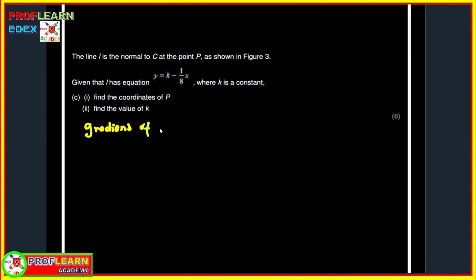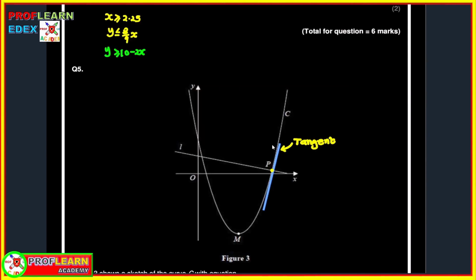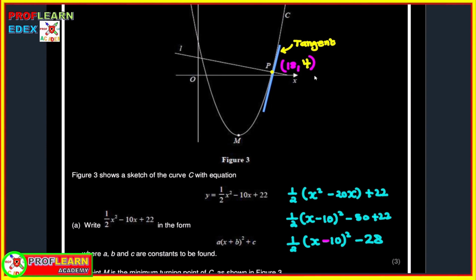So the gradient of the tangent is going to be equivalent to positive 8, because m1 times m2 is equal to negative 1, that's where we got that from. Then we can work out dy dx of the curve, which is x minus 10. But this dy dx equals the 8 that we have here, so x minus 10 equals 8, then we get the value of x to be 18. So we put 18 into the curve to find the value of y when x is equal to 18. If you work it out, you're going to get 4. So the coordinate becomes P at this given point.